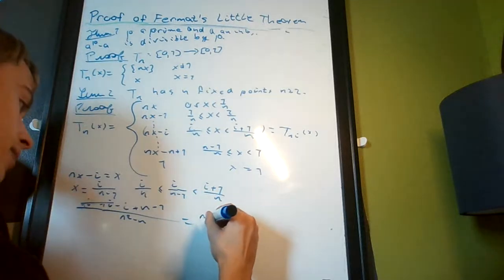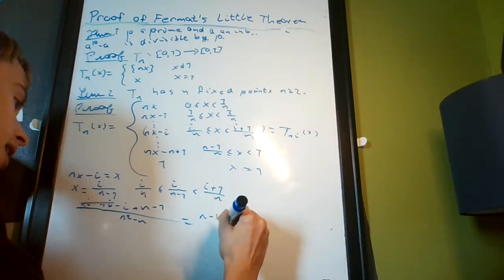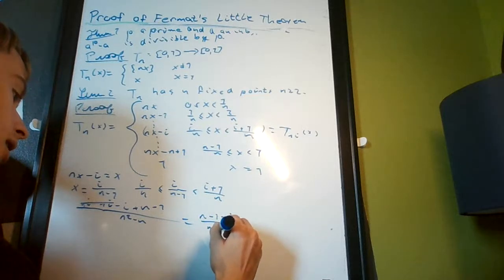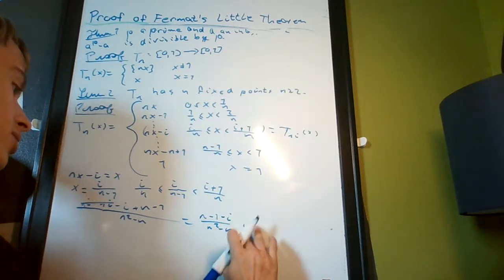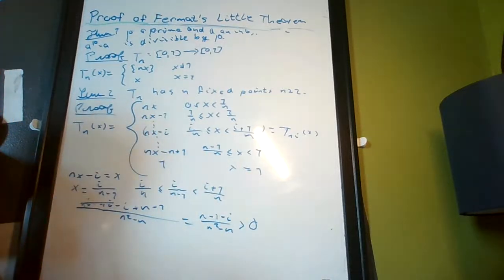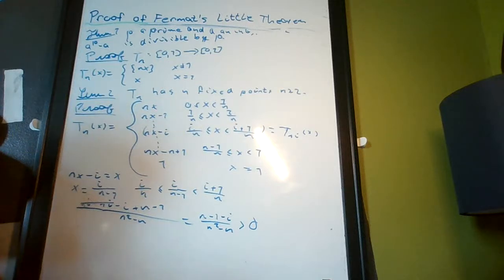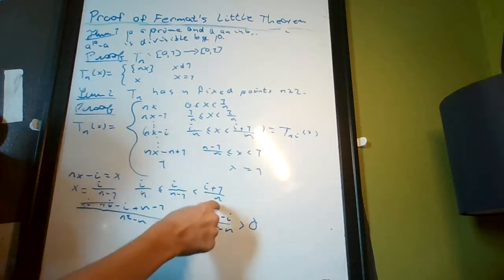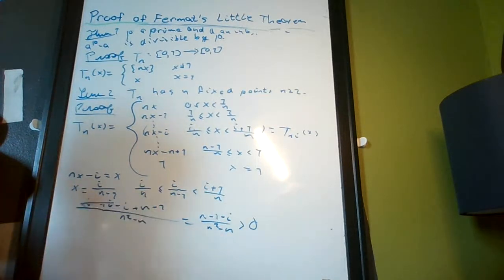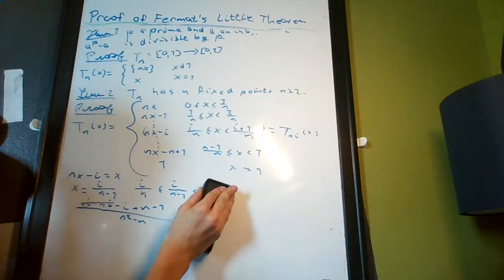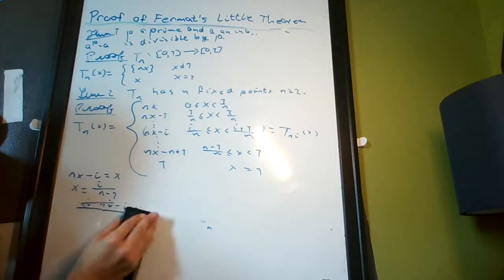And then you get (n minus 1 minus i) over n squared minus n, which is going to be greater than 0 for basically any i less than n, right? So it's going to be greater than 0 for those, and thus this inequality holds. Okay. So that's about it. So then I found a fixed point.